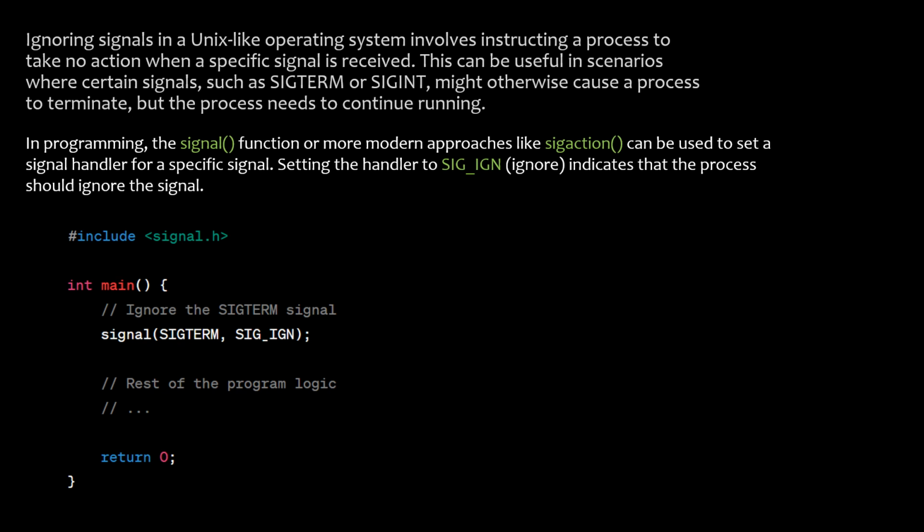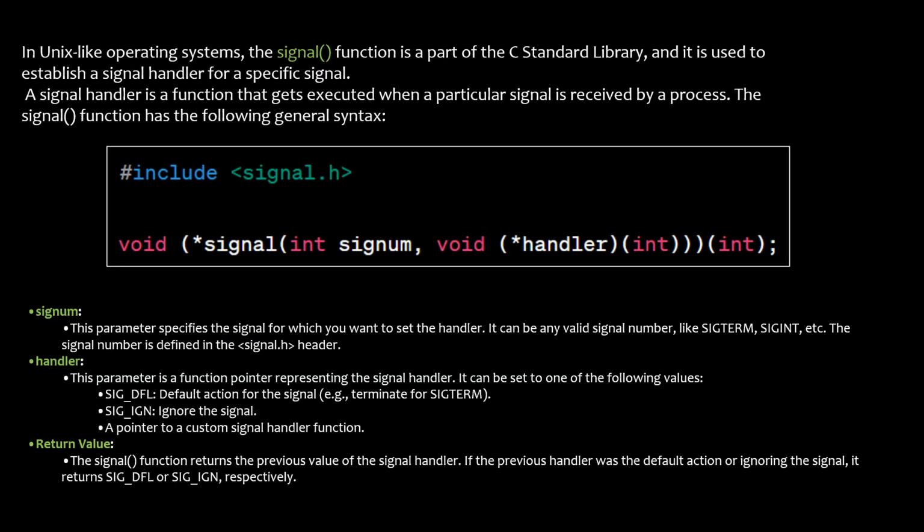When programming in C, the signal function, or more modern approaches like sigaction, can be used to set a signal handler for a specific signal. Setting the signal handler to SIG_IGN means that the process should ignore the signal. So here we can see the code which we might use for ignoring a specific signal. In this case, we want the SIGTERM signal to be ignored. Let's look at the syntax in detail.